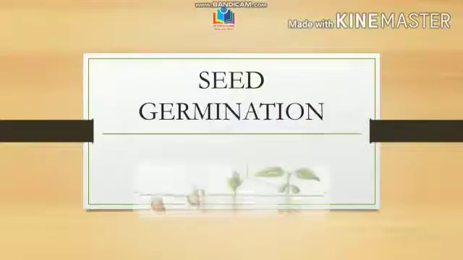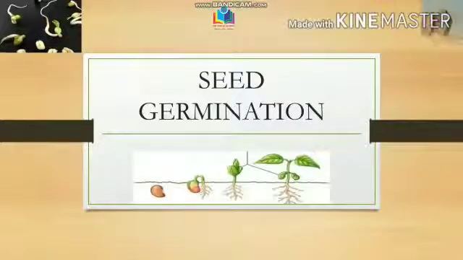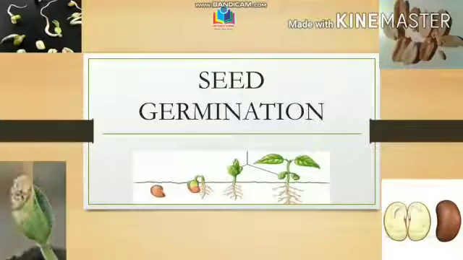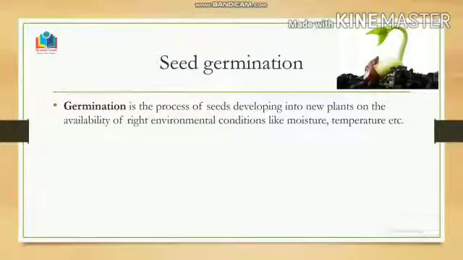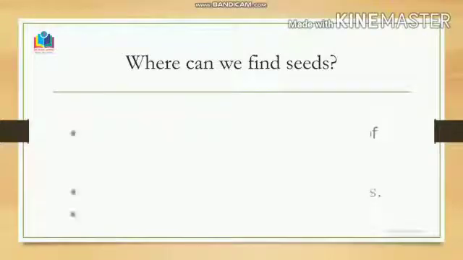Today I'm here again with an important biological process that directly or indirectly affects all other processes. Yes, seed germination. Often this is a process very common around us, but it's time that we give some of our time and understand this process. Seeds inside the fruits are designed to spread throughout the environment and grow into new plants. This is the process we are talking about here, where seeds develop into new plants on the availability of the right environmental conditions like moisture and temperature.